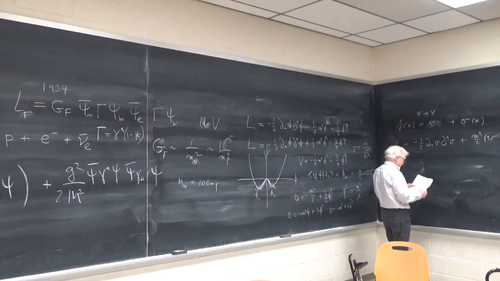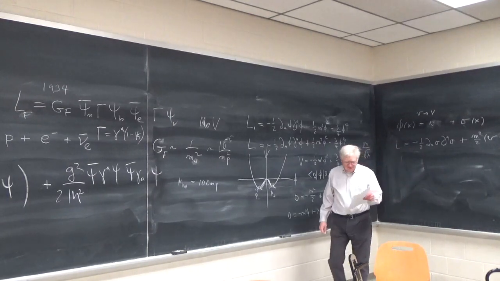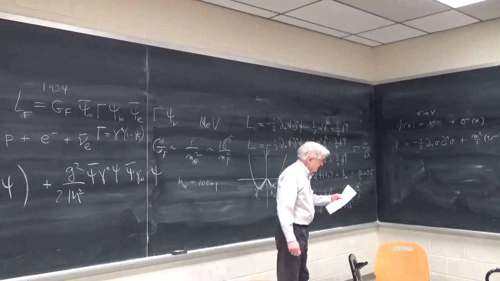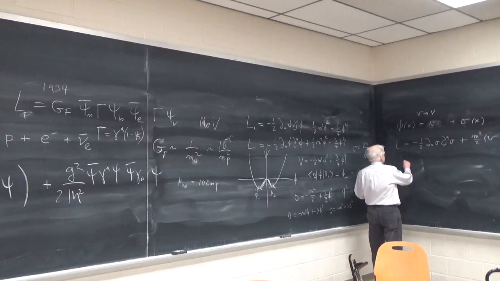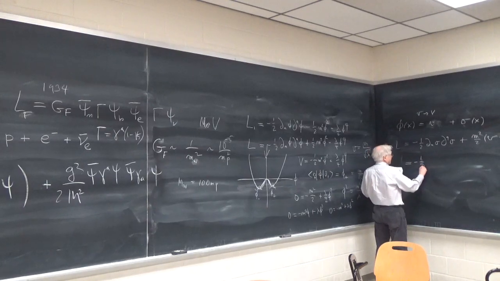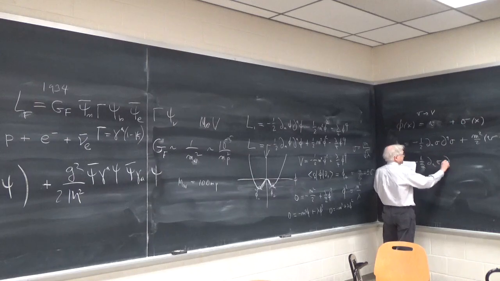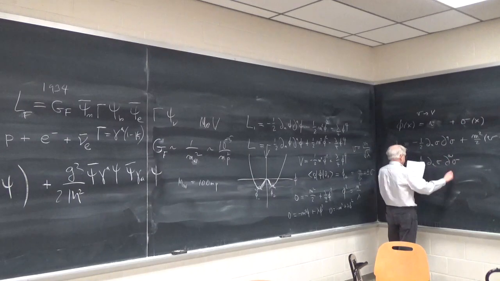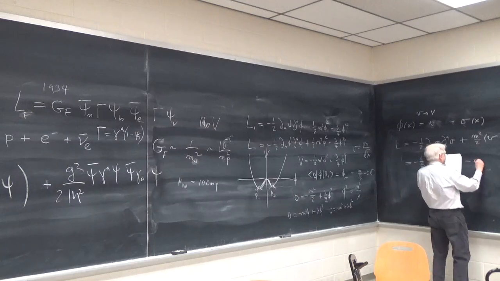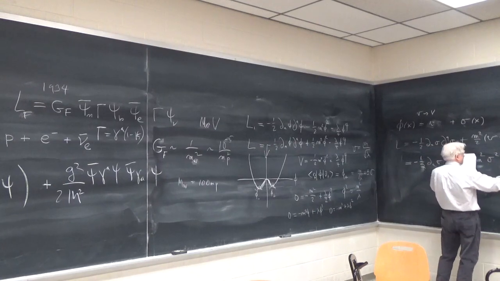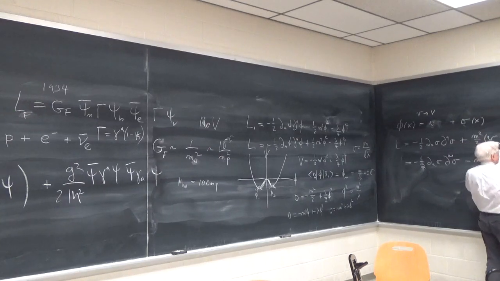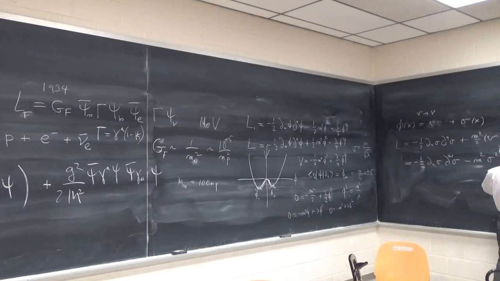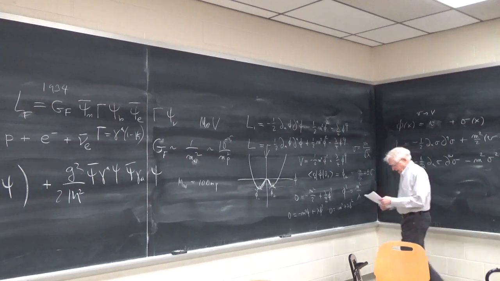Anyway, if we write that down, then after expanding everything, let me just tell you what you get. You get minus a half dμ sigma squared minus m squared sigma squared minus square root of lambda m sigma cubed minus lambda over 4 sigma to the 4th plus m to the 4th over 4 lambda. That's at least what I got.